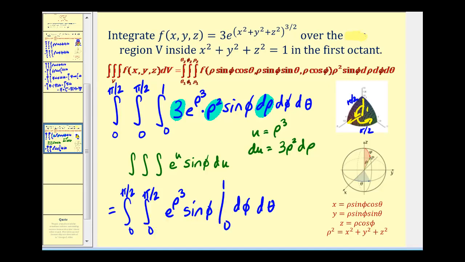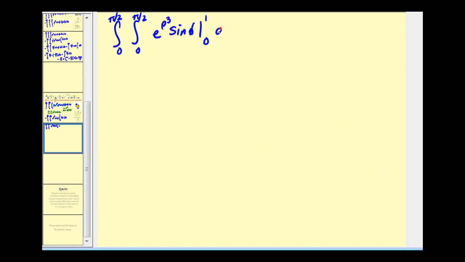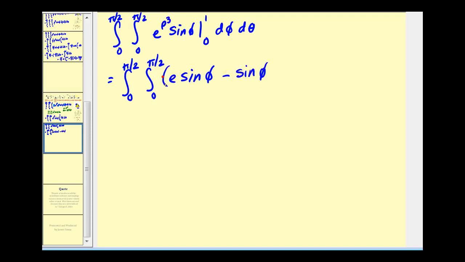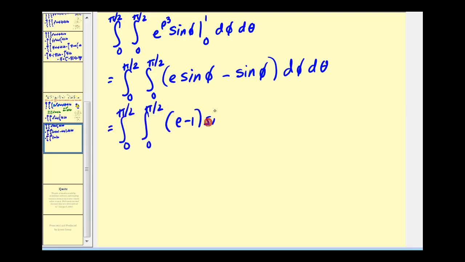And let's go ahead and do this on the next page. So we're replacing rho with 1 and then with 0. When rho is 1, we have e sine phi. And then when rho is 0, we'd have e to the 0, which is 1, so minus sine phi. Let's go ahead and factor out the sine phi. So we'd have e minus 1 times sine phi.